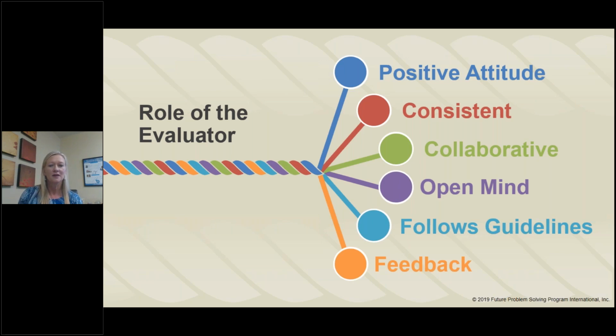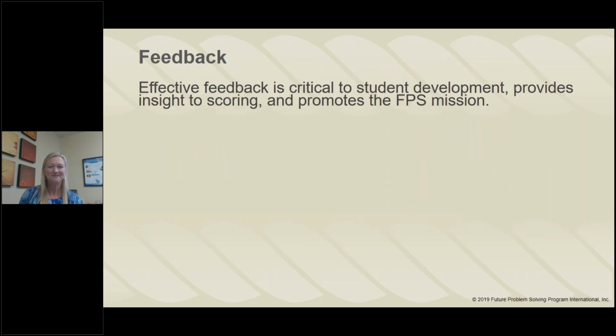And then lastly, the role of the evaluator is to provide feedback to our students. And we're going to talk a little bit more in depth about that feedback now. So feedback is absolutely critical and vital to student development. In future problem solving, the students are exposed to a very high level situation in that future scene, and the problem solving process really encourages and expands their thinking, and in order to do so, they're going to need help from the adults that guide them.